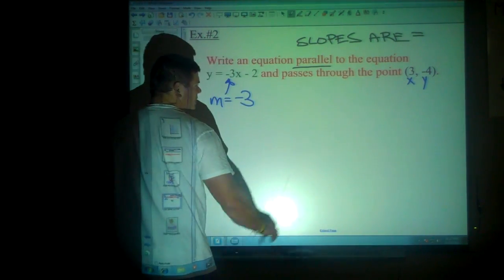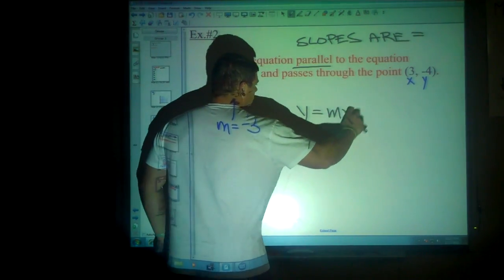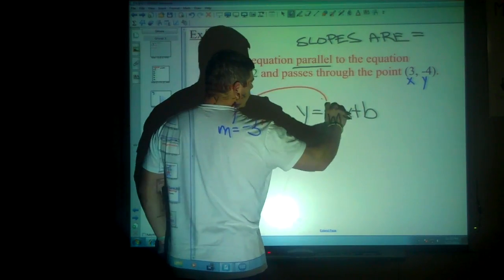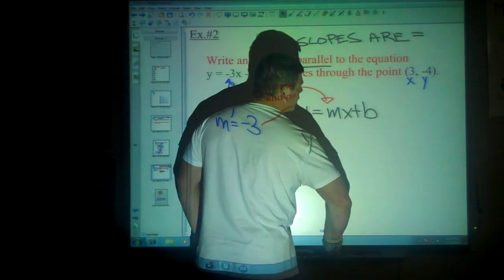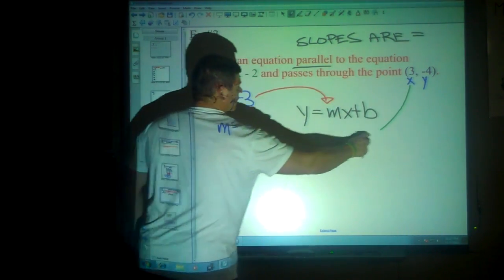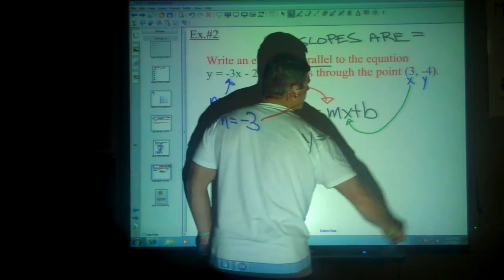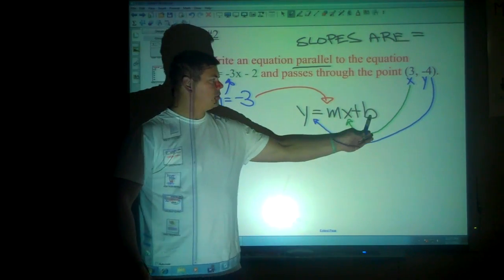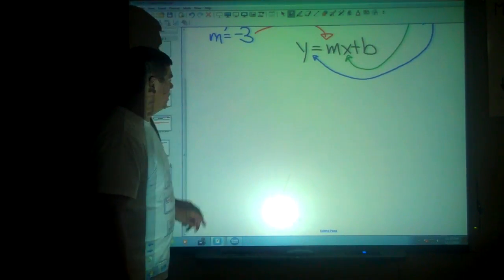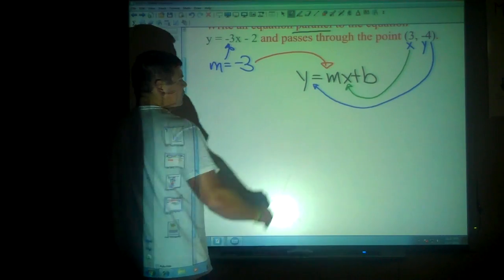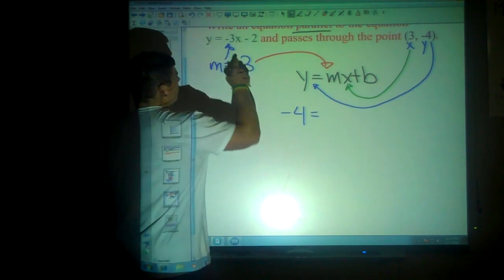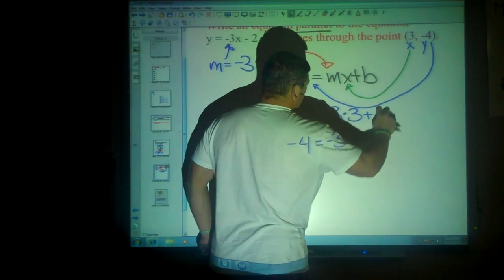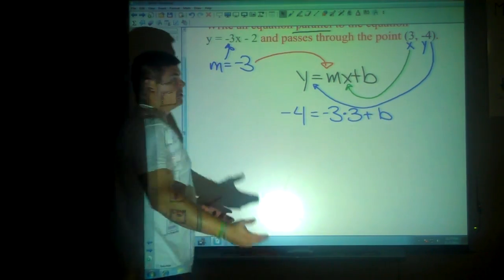So we have y equals mx plus b. We're going to substitute what we can, which is the slope goes in here. We're going to put this x right here, and we're going to put this -4 right here. The only thing we don't know is the b, but we'll figure it out here momentarily. So my y value is -4, my slope was -3, and my x value is +3. The only thing we don't know is b.